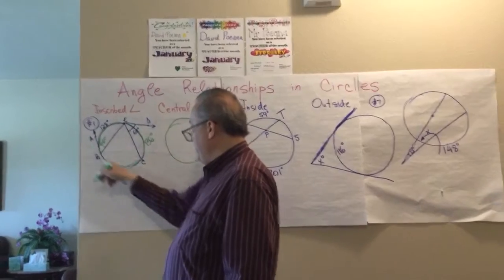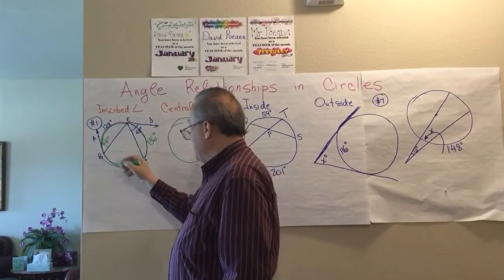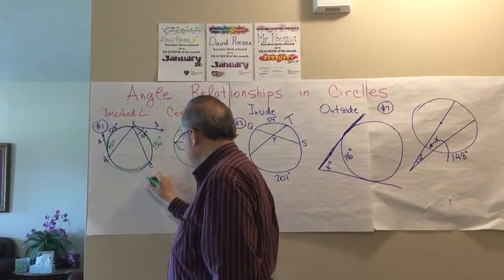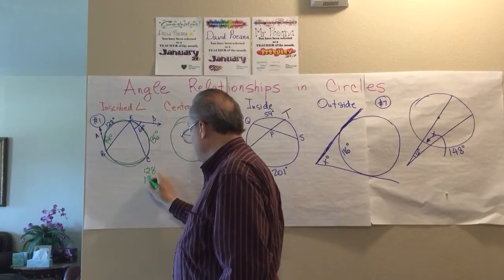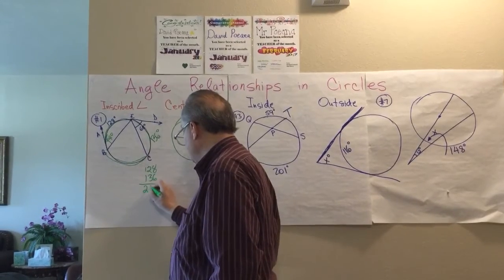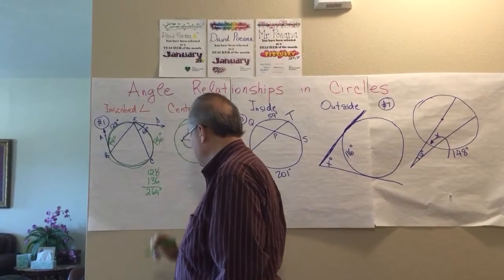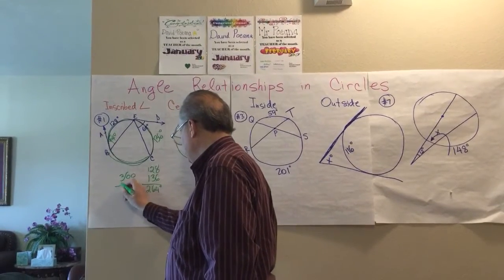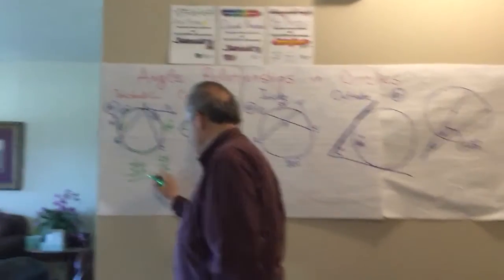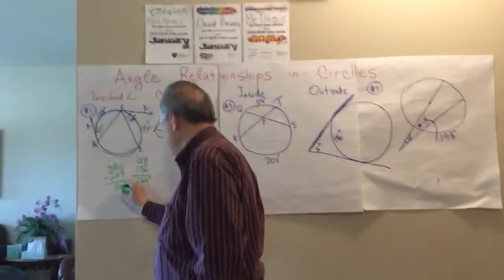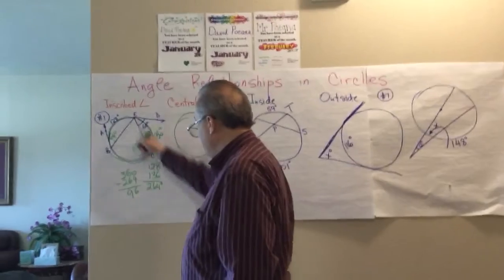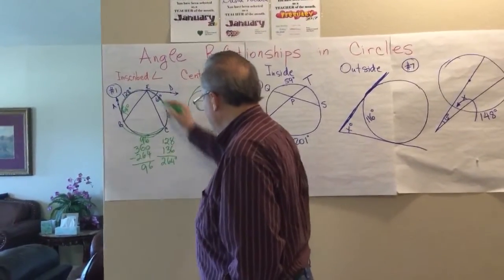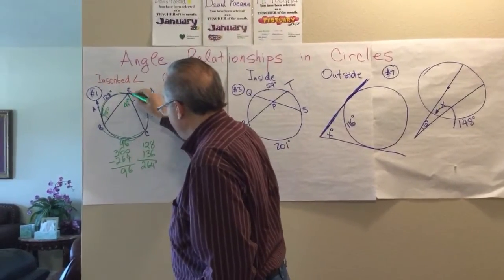I know that everything together is 360. If this is 128, this is 136, together, 128 and 136 make 264 degrees. You subtract that from 360. So what do you get? 96. Okay, then how much is this angle here? If this is 96 degrees, then this would be 48 degrees, half.